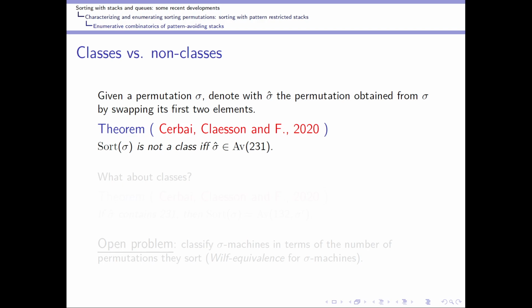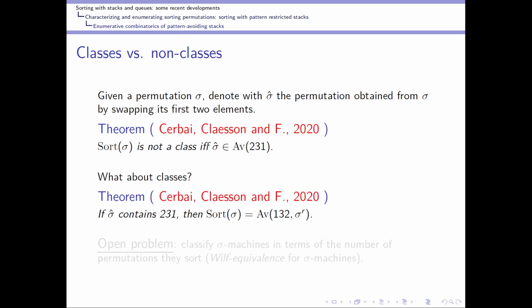Okay, so this theorem tells us everything about non-classes. Let's see what happens when we instead get classes, which is the next theorem. So, if sigma is such that Sort(sigma) is a class, which as a consequence of the previous theorem means that sigma head contains 2-3-1, then the class, in this case of sigma sortable permutations, is a subclass of the class of 1-3-2 avoiding permutations. And it is precisely the subclass of those 1-3-2 avoiding permutations also avoiding the reverse of sigma.